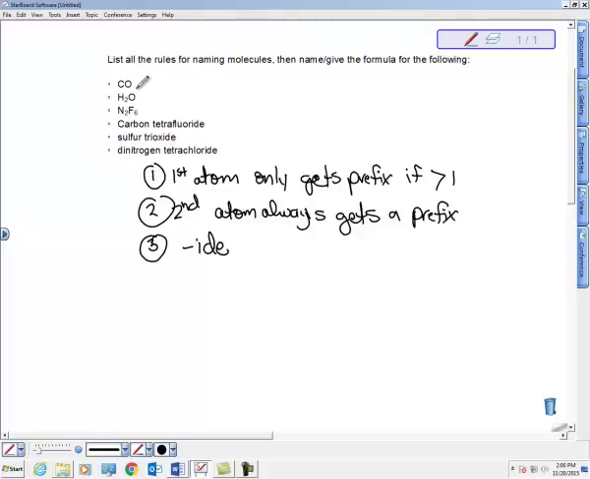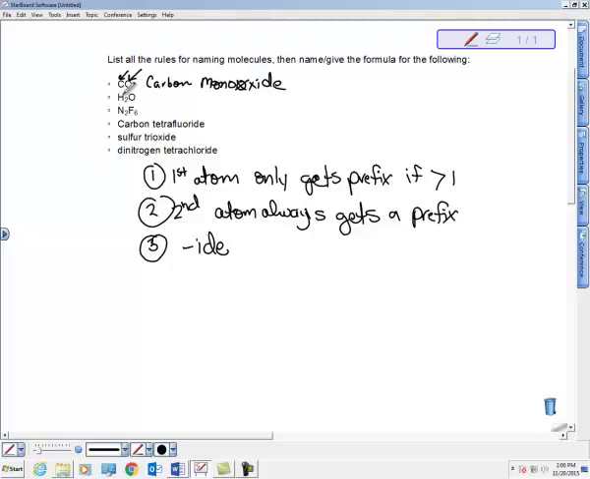So for this first example, the first atom would only get a prefix if there's more than one. There is not, so we're just going to say carbon. But the second atom will always get a prefix even if there's only one, so we're going to put the prefix mono because there's only one. And it's monoxide. And how do you do that? Because if you put another O here, it's going to be moo-noxide, like moo cow. So get rid of one of those O's so it's monoxide, okay?